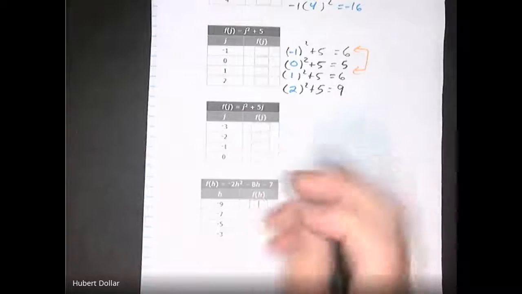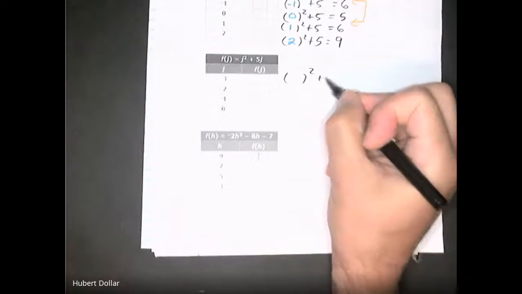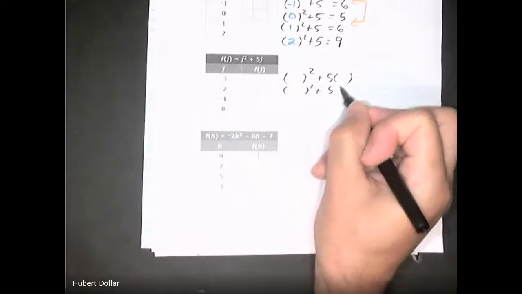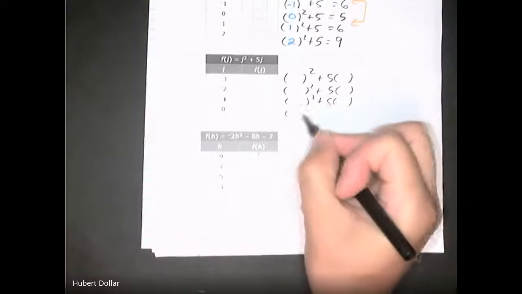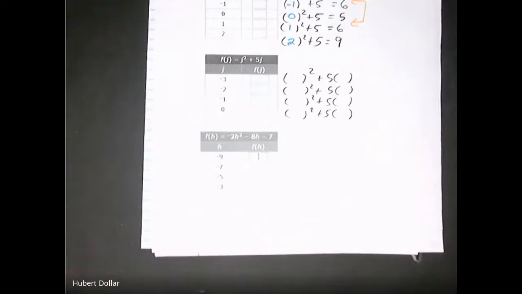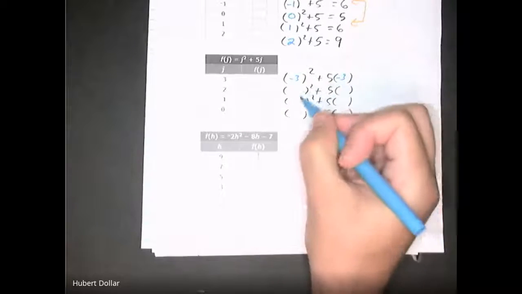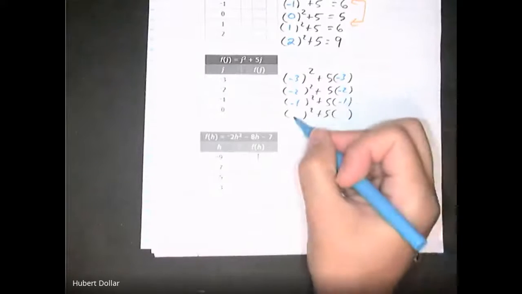So, in the next problem, we have two variables, so we're going to write two parentheses and write down that number twice. So we have a parentheses squared plus 5 parentheses. Inside those parentheses, we're going to write down the value of the variable. So we've got a negative 3, a negative 2, negative 1, and a 0.